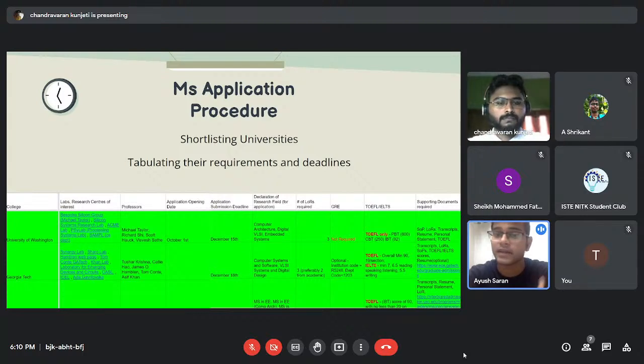When you do write your SOP, I think Fatwir will be talking about that in more detail soon. But to give you a gist of it, when you write your SOP, you also want to show them that you're interested in the university by talking about the different professors that you think would help you in your MS journey. So keep a note of that also.